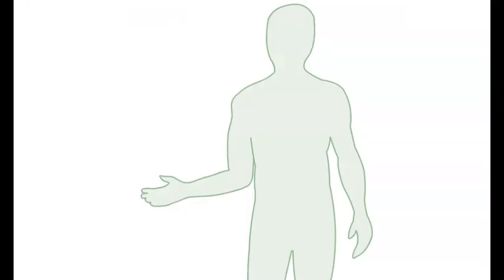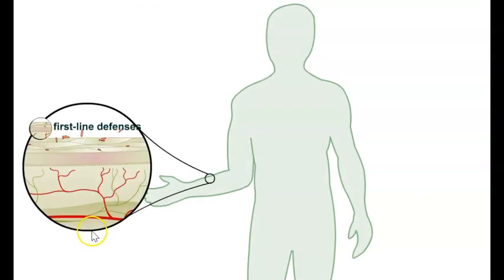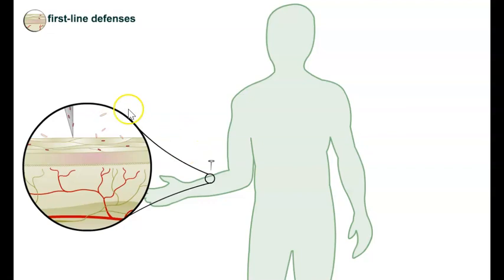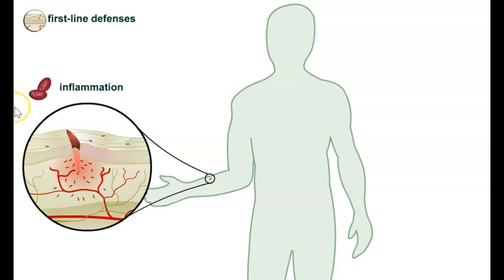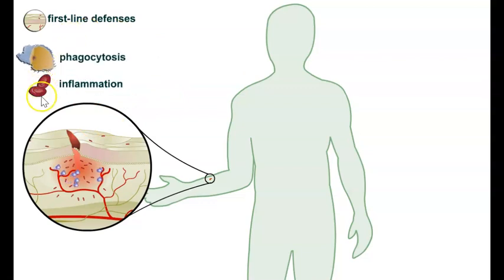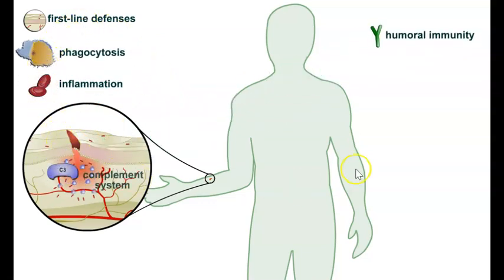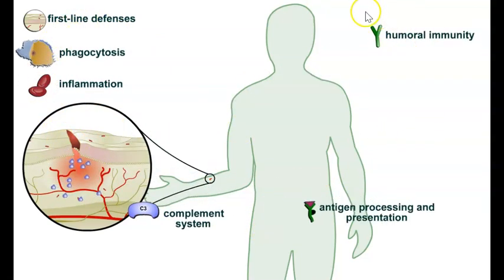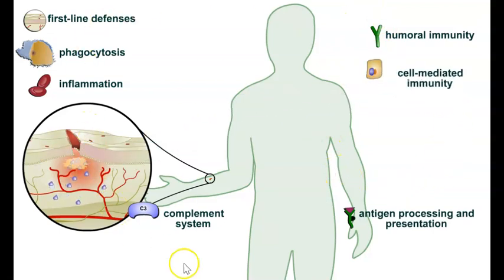So hopefully you can appreciate all that's going on when we're looking at the host defenses that are out there, from your first line of defense with your physical barriers. And here you can see a pathogen entering through that first line of defense through the skin there. And the second line of defense with things like phagocytosis and inflammation, but also this third line of defense that is going to come into play to boost all of these non-specific defenses there.